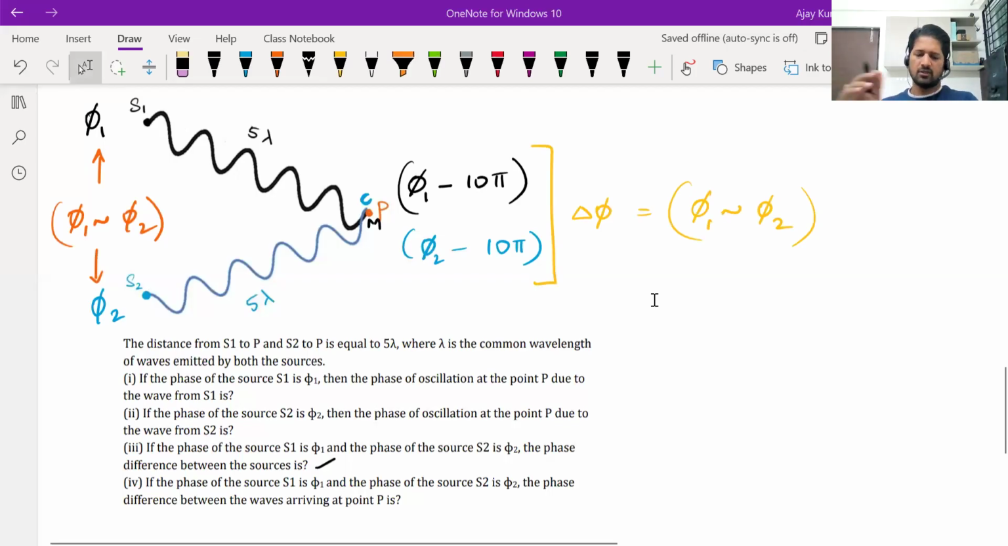This is also important to answer problems based on YDSE because you may be asked questions where there is a slight phase difference between the sources and you have to find out what happens to the interference pattern. So you need to understand if sources have a phase difference, then how will they arrive at point P? With how much phase difference will they arrive at a particular point on the screen? Based on that, you will answer what happens there, constructive interference or destructive interference and so on. Okay, fine. This is all we discussed.